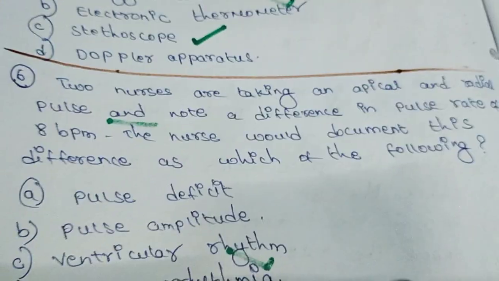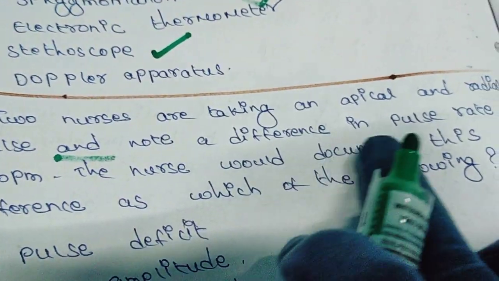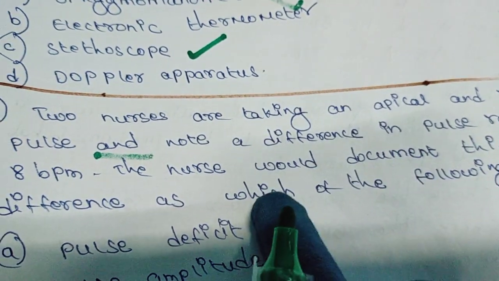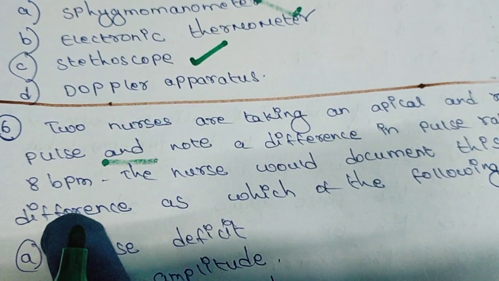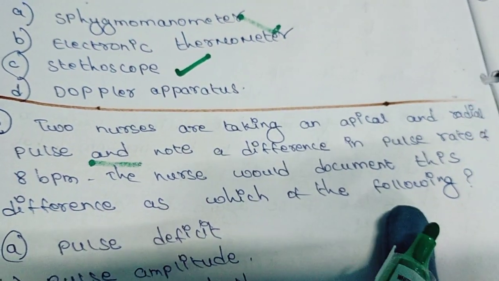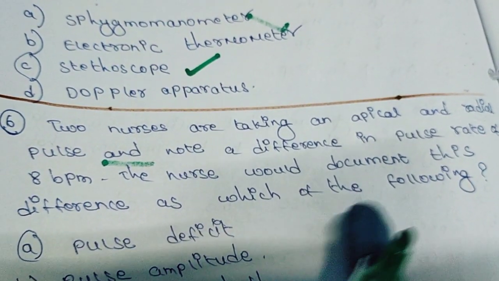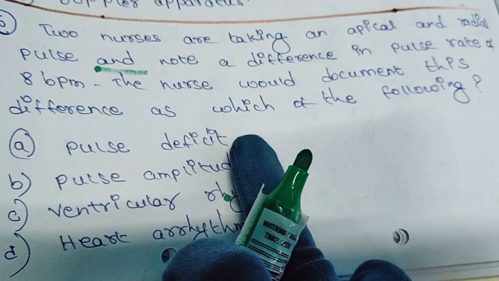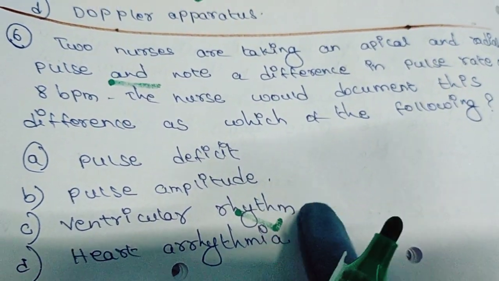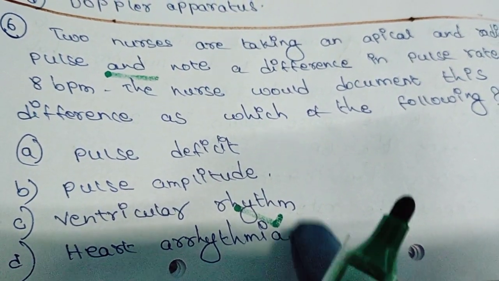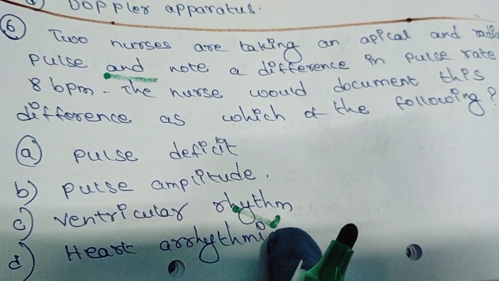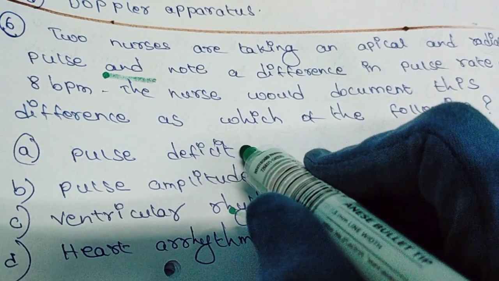Fine. Then the next question, 2 nurses are taking an apical and radial pulse and note a difference in the pulse rate of 8 beats per minute. The nurse would document this difference as which of the following? Pulse deficit, pulse amplitude, ventricular rhythm or heart arrhythmias. See, the last 3 options are completely different. The right answer is pulse deficit.